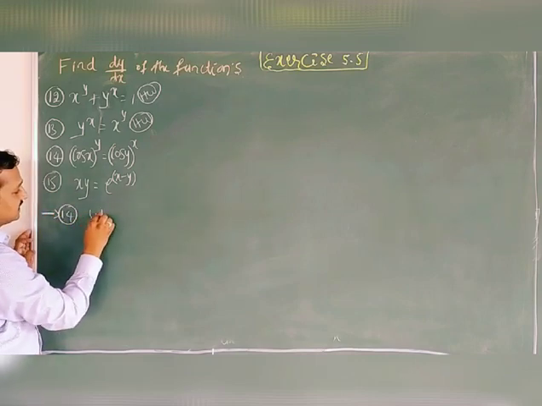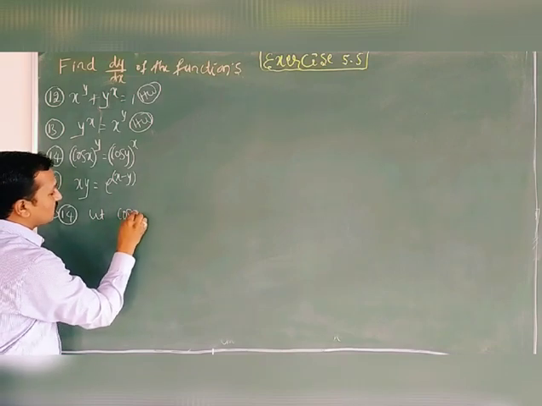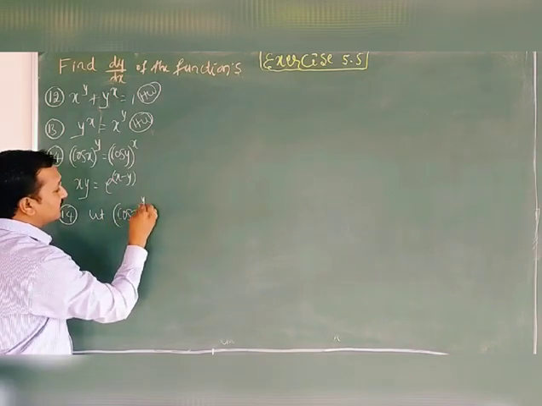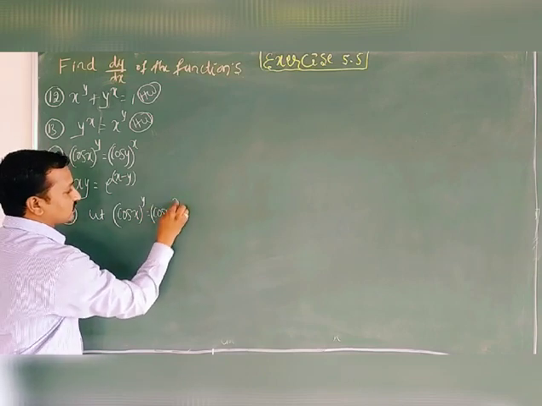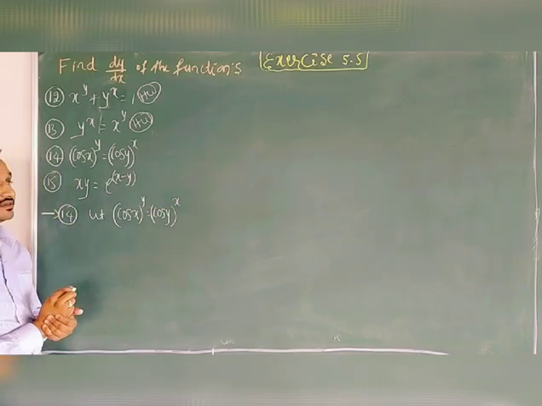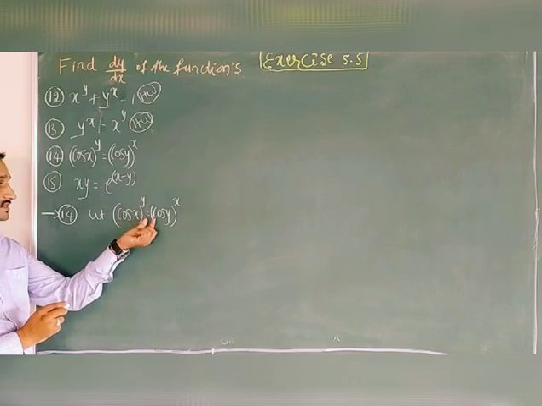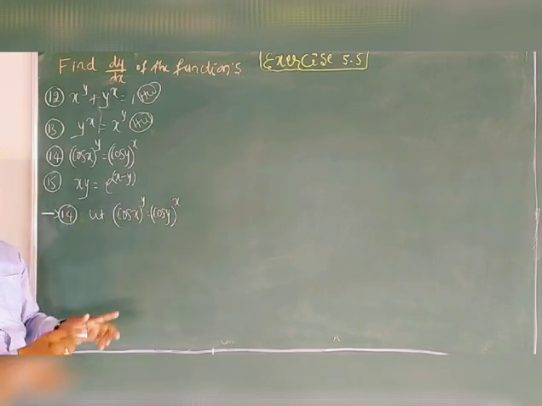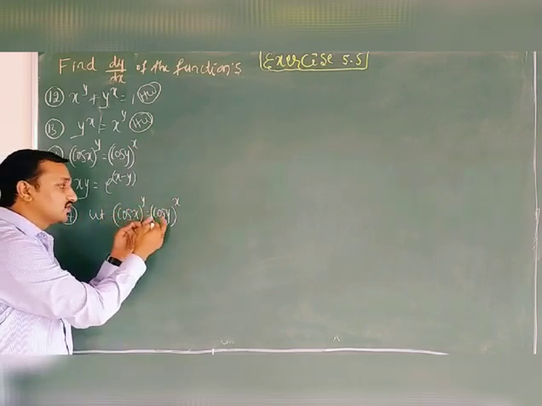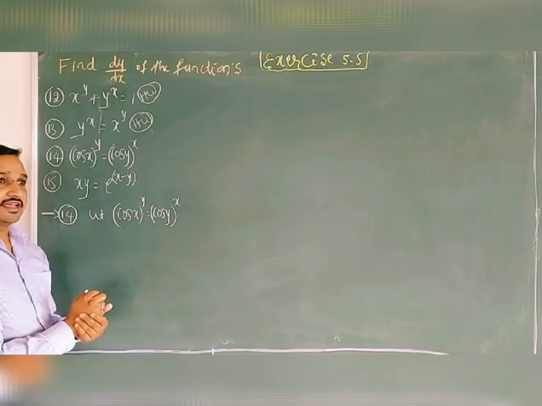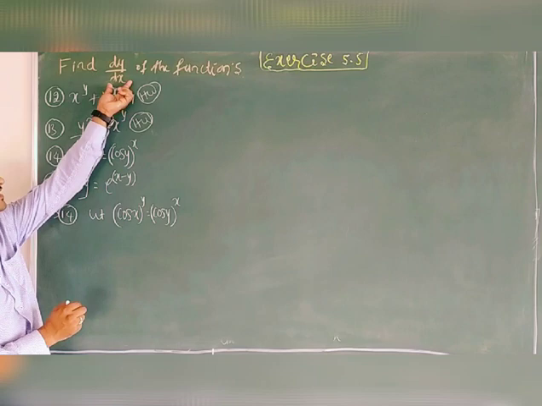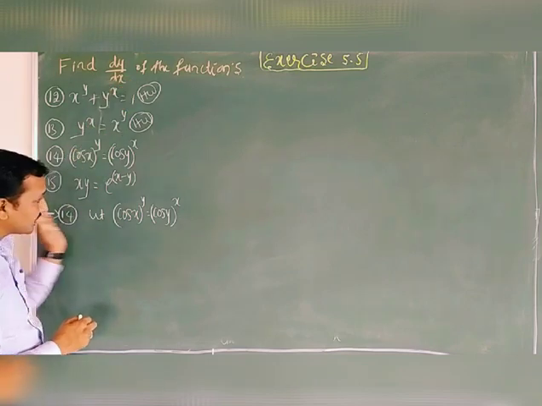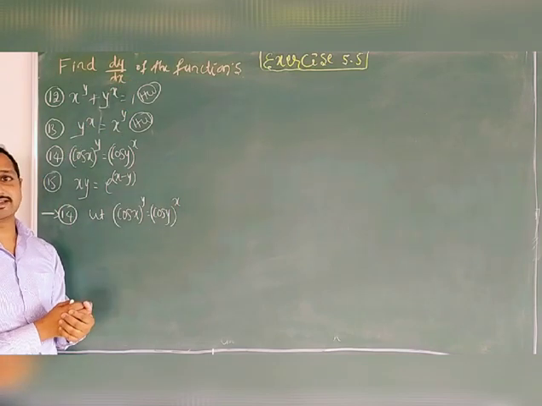Let us consider the function: cos x raised to y is equal to cos y raised to x. Obviously, this is function raised to function is equal to function raised to function. What we have to find here is dy by dx. So we will apply logarithm on both sides, and we will get the answer directly.